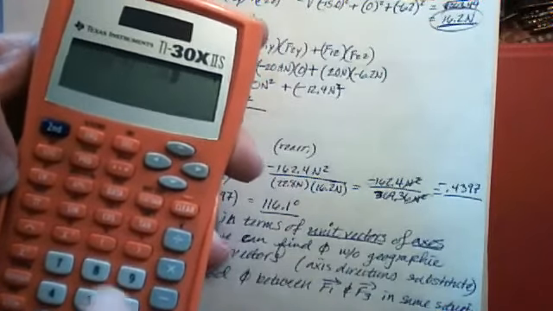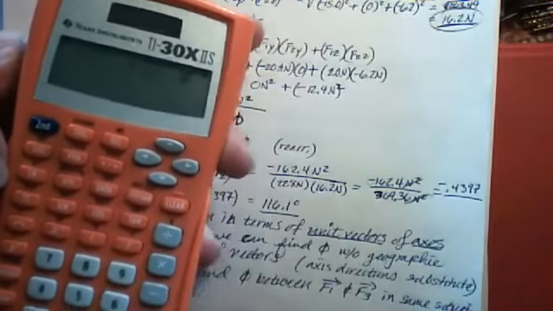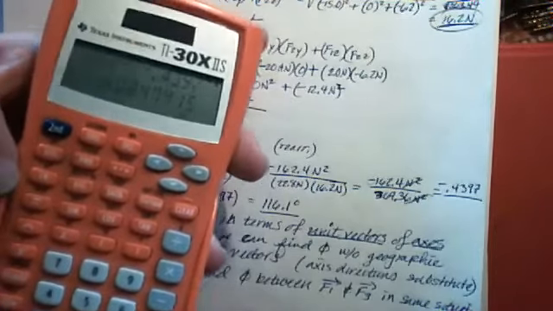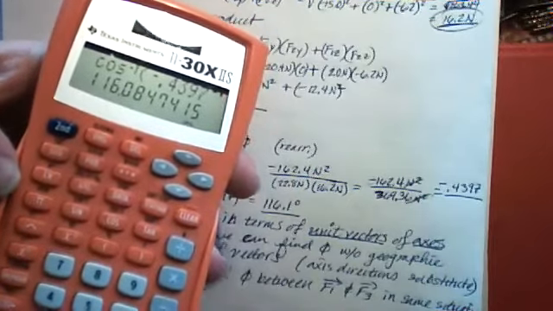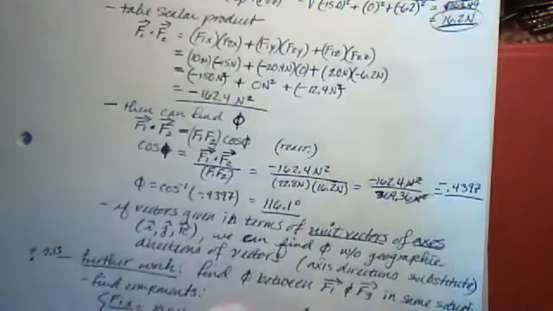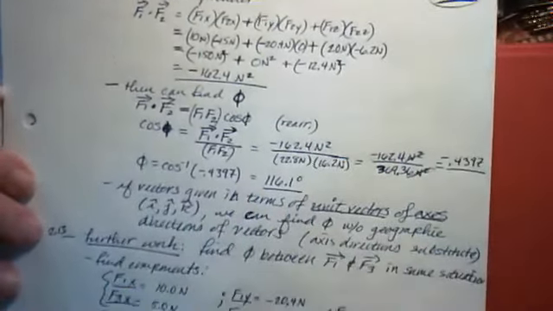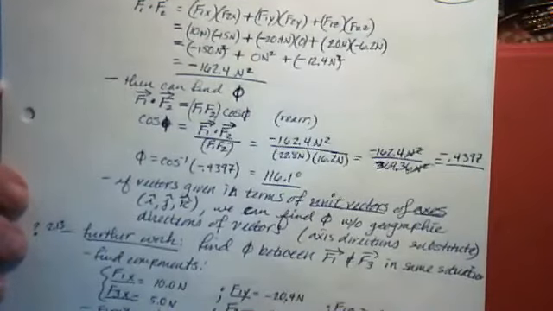Negative 0.4397 equals 116.08, and so on. So we'll call that 116.1. And that's what we got, 116.1. That's the angle between the two dogs.